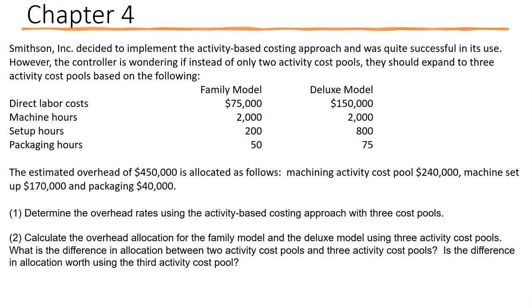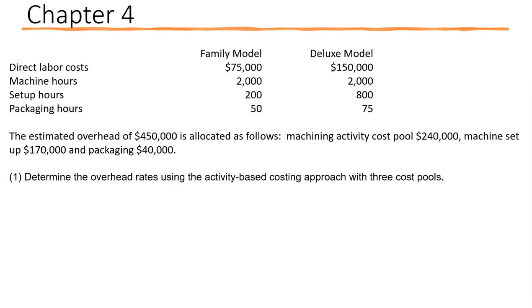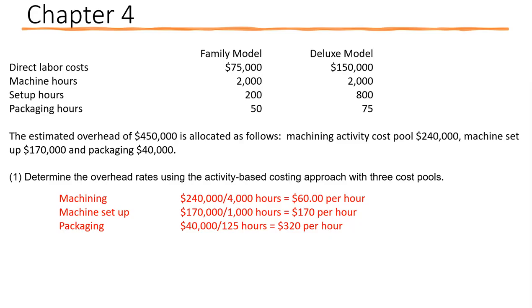Okay, so the same thing we did before, we take the total cost of the pool divided by the usage. So for machining, $240,000 divided by 4,000 hours will get us a rate. Setup hours, now $170,000 divided by 1,000 hours, and then packaging, the $40,000 divided by 125 hours. And here's our new rates. So machining is $60 per hour, machine setup is $170 per hour, and packaging is $320 per hour.